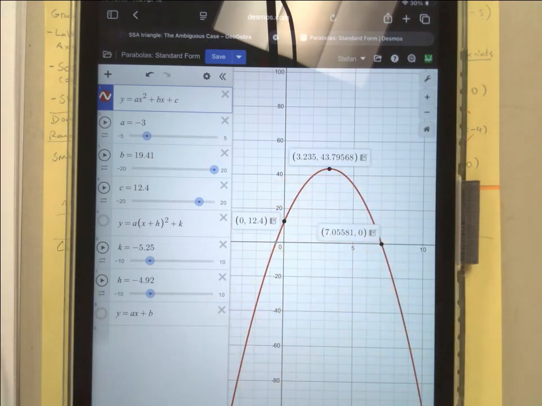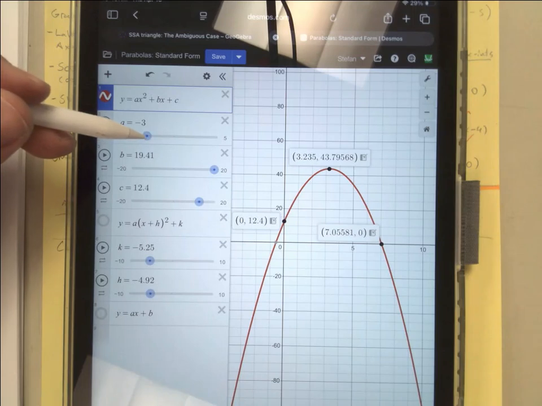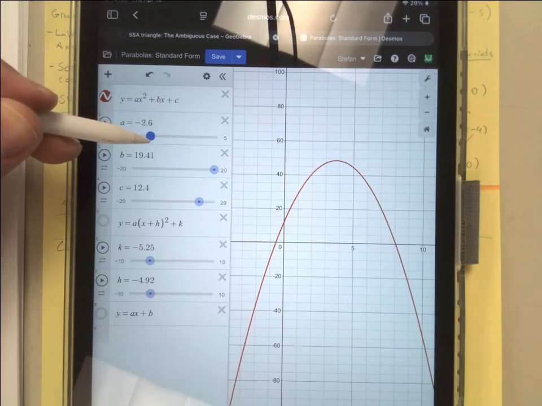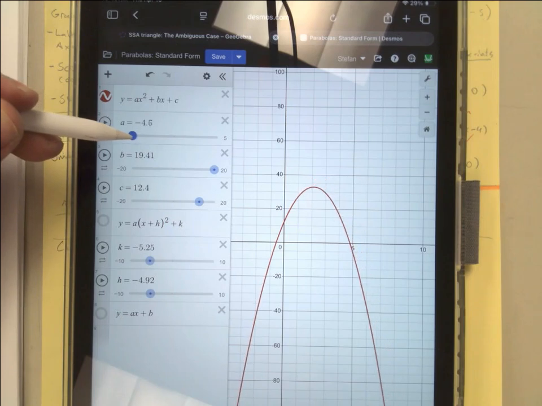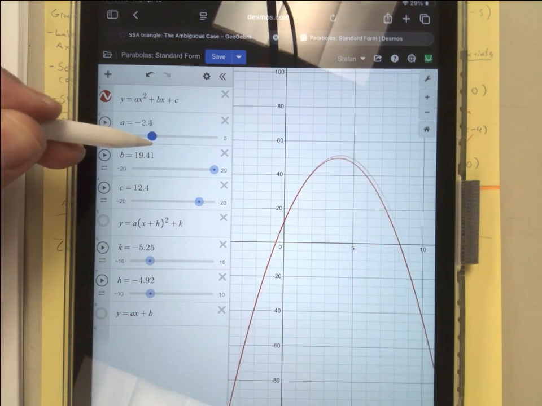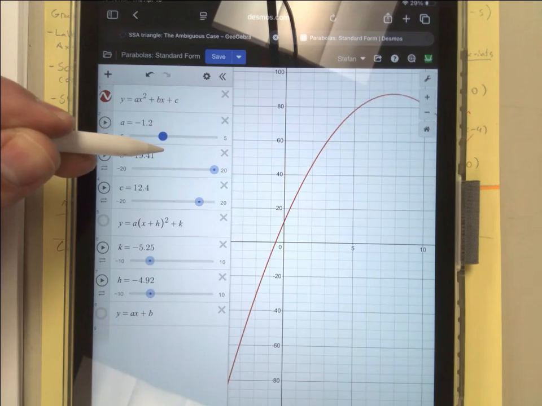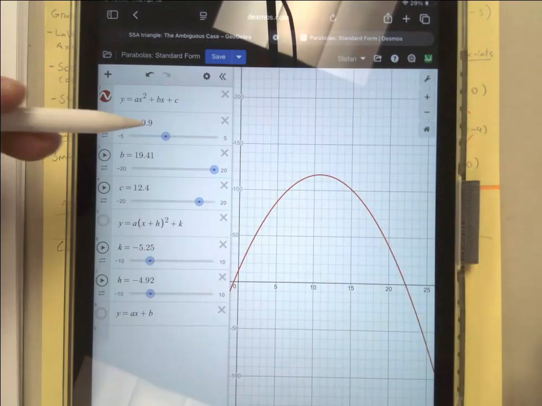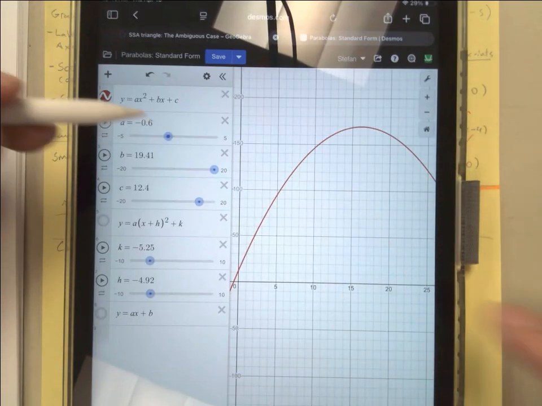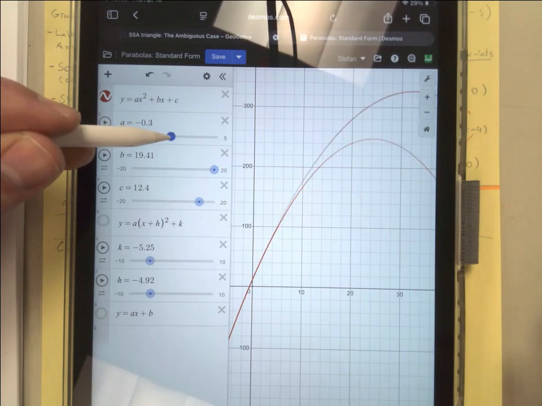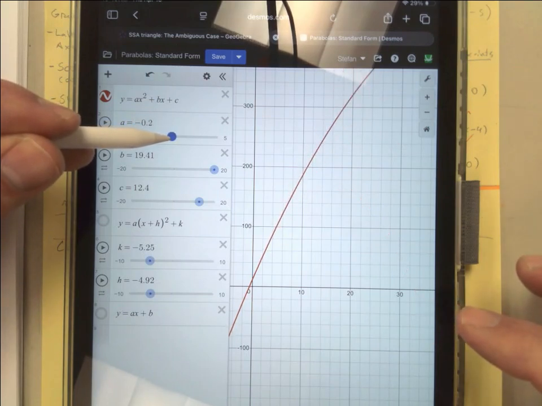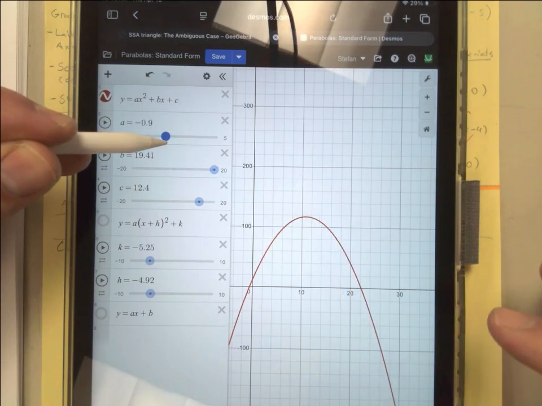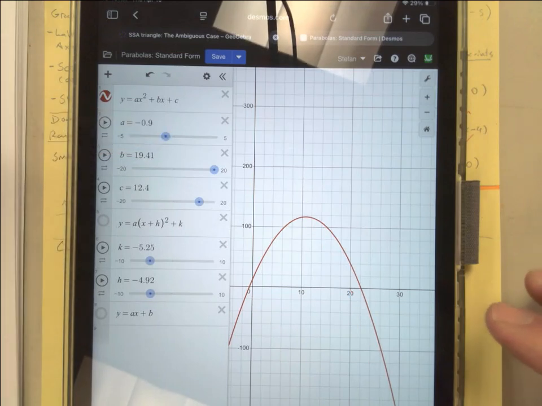And I also want you to remember what A does. A tells us the direction of opening, and it makes it either steeper or wide. If the value is between 0 and 1, it becomes a really wide curve. It keeps opening up until I get to 1. 1 is our normal curve, right there, okay? So we'll keep that in mind.